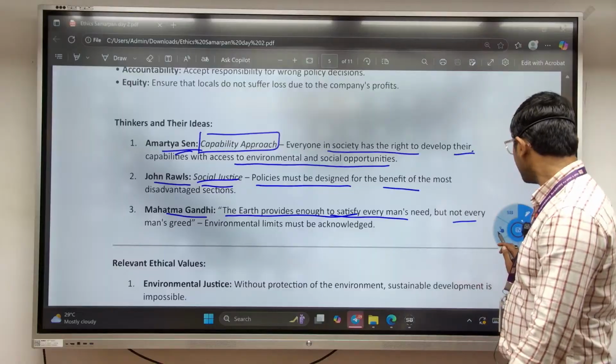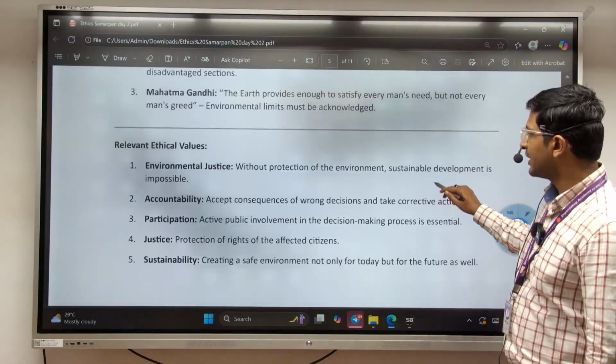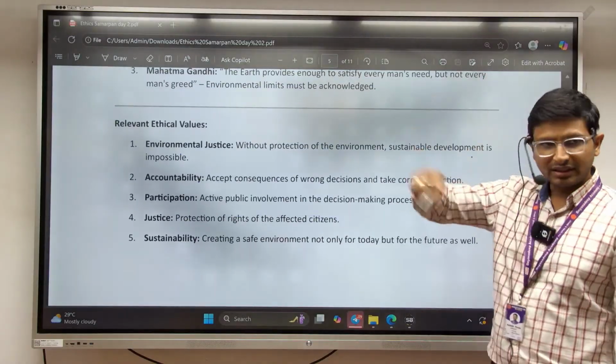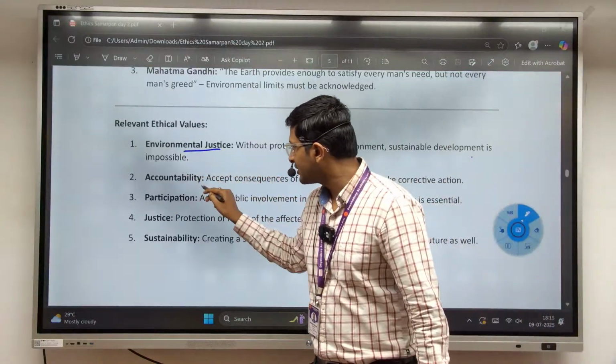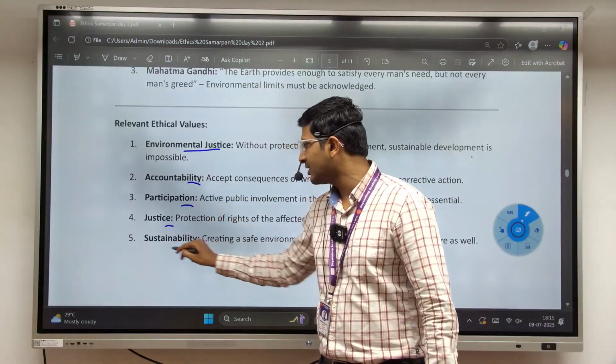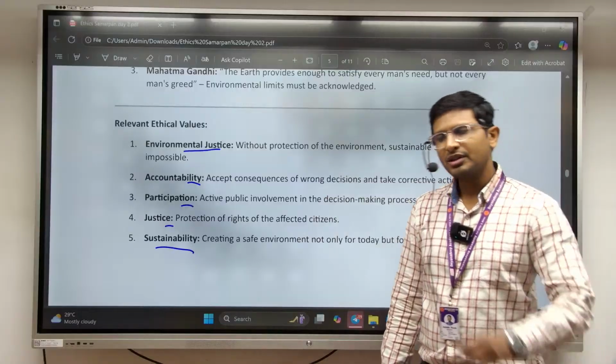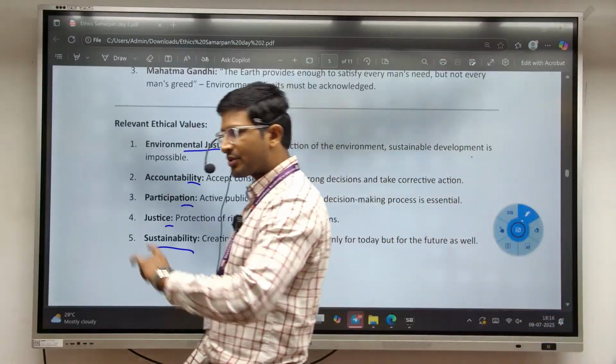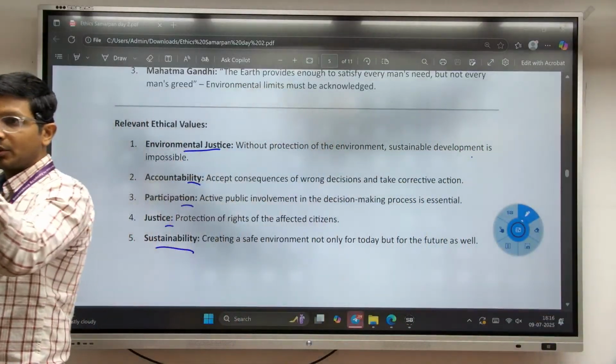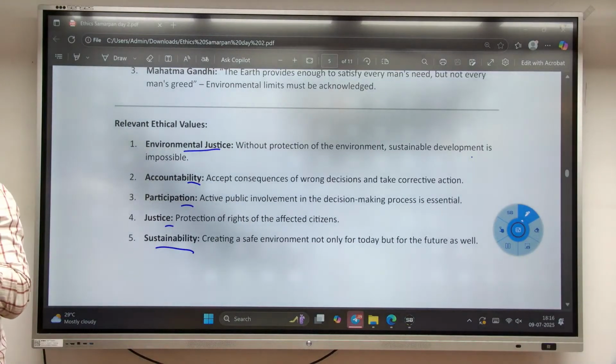Okay. यहाँ पे कुछ ethical values, more ethical values भी दिए गए that you can use in the case study, that is environmental justice, accountability, participation justice and sustainability. So understood how you approached: introduction you wrote, then you wrote the short term, then you wrote the long term. Okay, and you have given the sustainable solution.